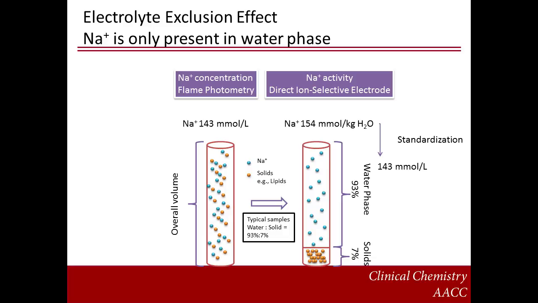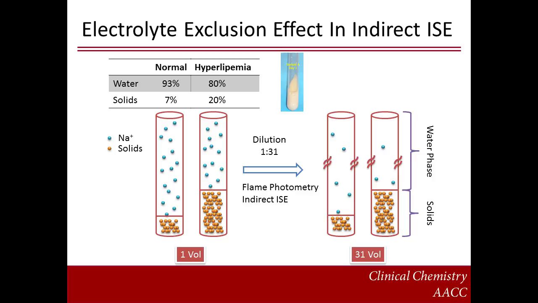This negative difference has been long recognized in the chemistry community. Pseudohyponatremia will occur when samples have more than 7% of solids. This will be discussed in the next slide. Electrolyte exclusion effect is the main cause for inaccurate reporting of sodium concentrations with the indirect ion-selective electrode method when the sample does not have the assumed 93% water phase.